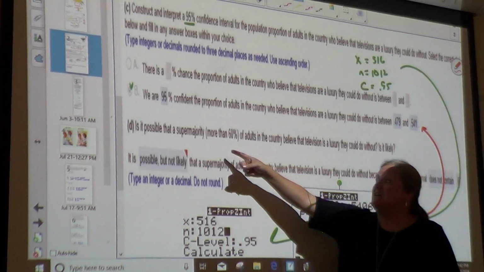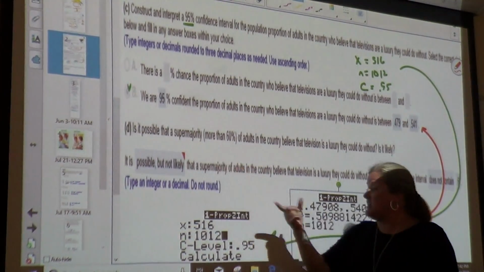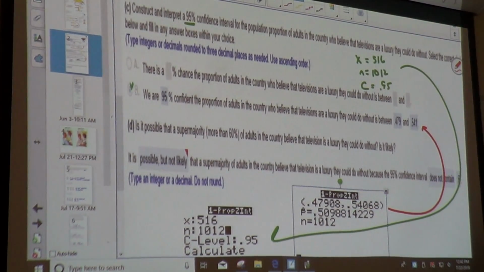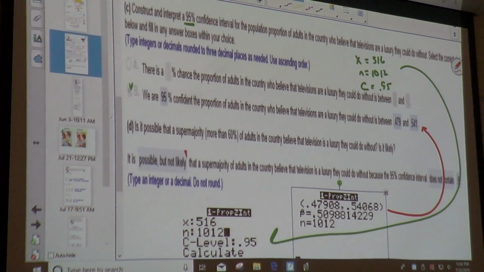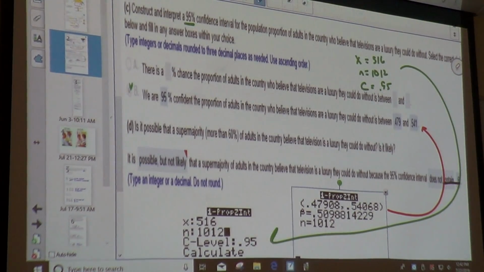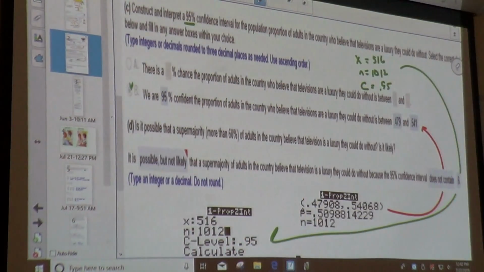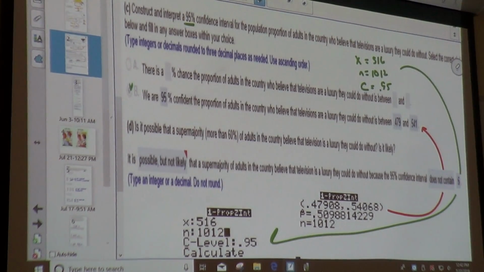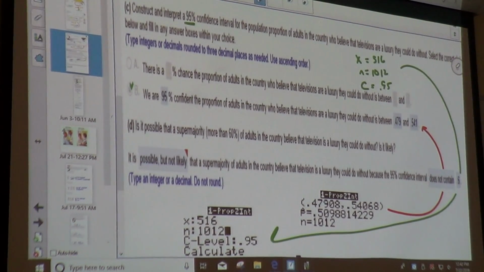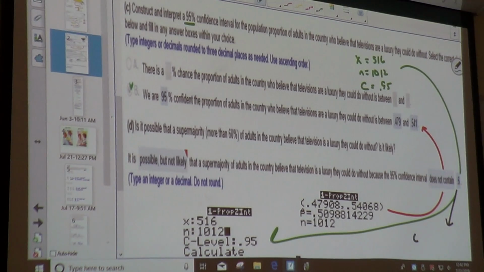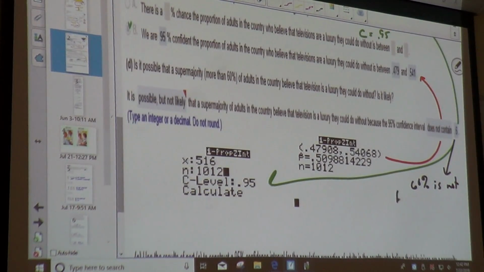So I can't be super confident because 0.6 is not contained in my interval. Let me just erase right here so that you can read those words. 60% is not between the 47.9% and the 54%. So it's not contained in my confidence interval.